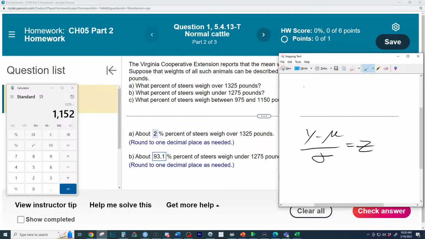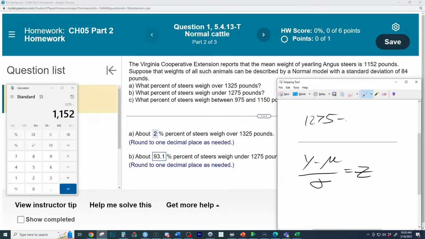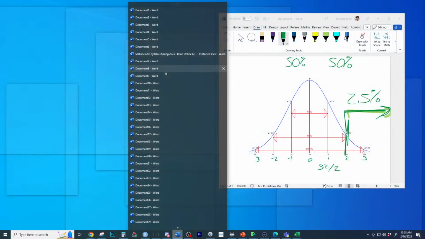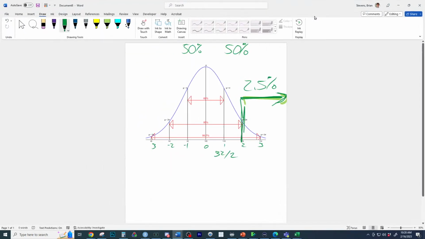So if I observe a steer weighing 1275 and the mean of the distribution is 1,152, that's the difference, over 84. Now we can do this right here. There's the difference, divide by 84. I said it was about 1.5, it's 1.46. That means if you go back to the curve we drew, we're at 1.46.